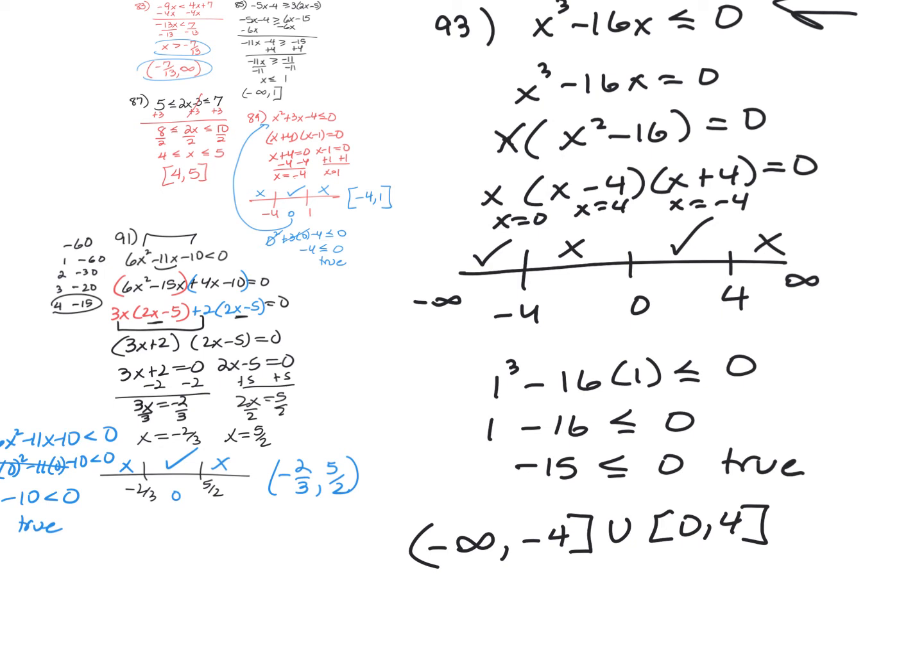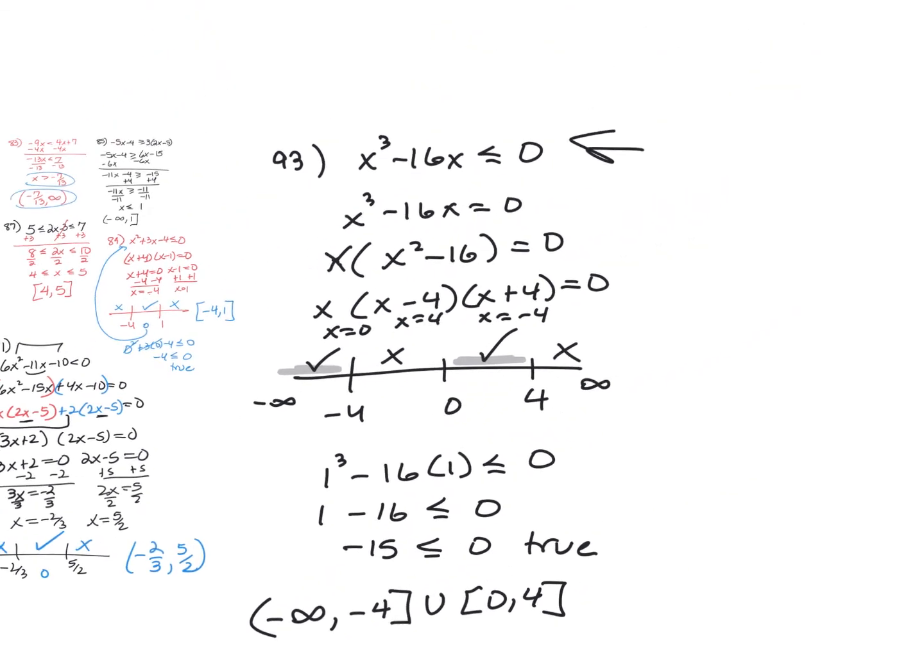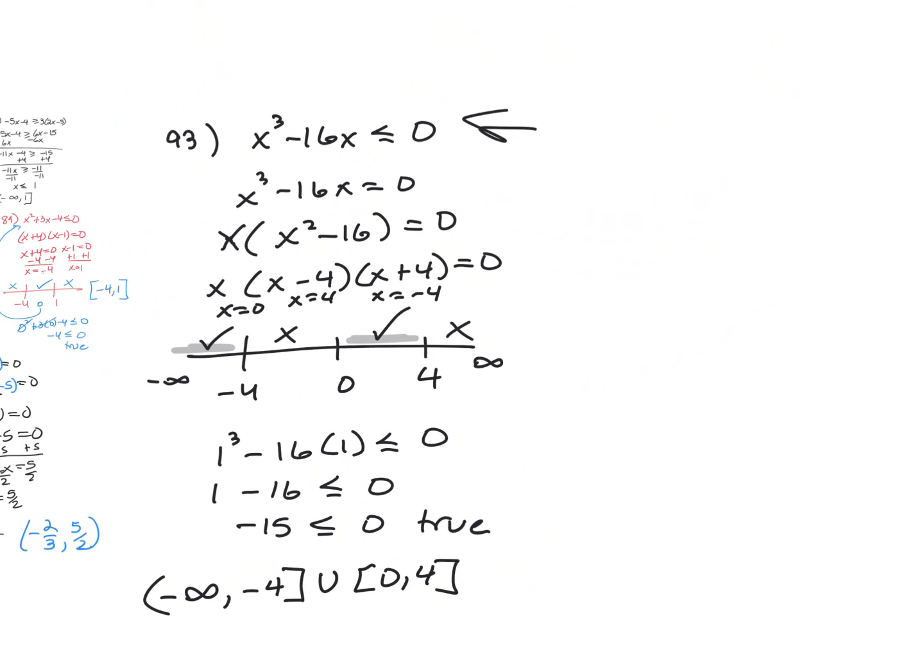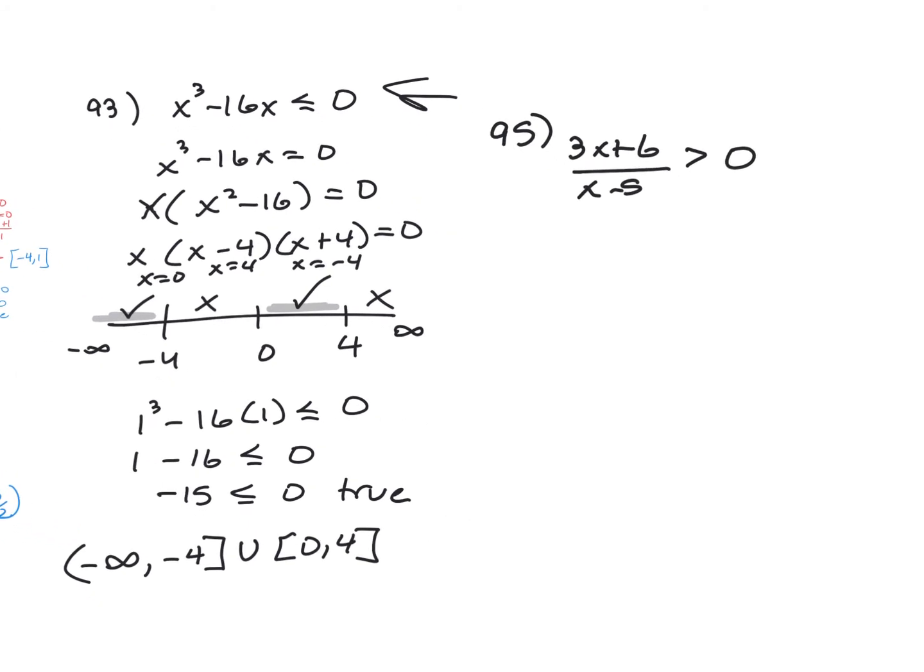Because it's this section right here and right here. Let's try number 95. This one's a rational inequality. So I have 3x plus 6 over x minus 5 greater than 0. So again, remember we're going to set the numerator equal to 0 and the denominator.